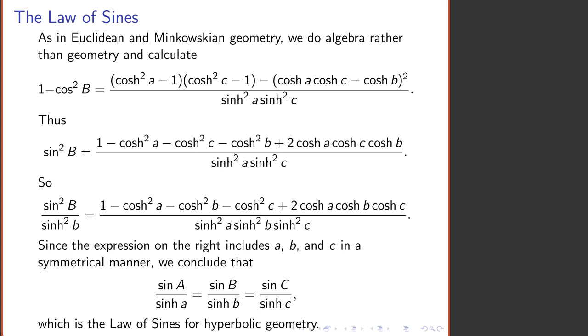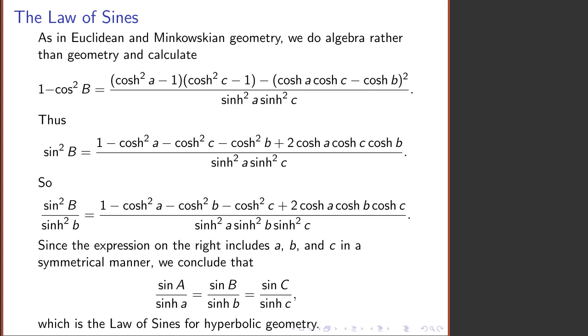You can guess how I'm going to do the law of sines, and you're going to be glad you don't have to do the messy calculation. To get sine squared b, I form 1 minus cosine squared b, for which I've got formulas because I know the law of cosines.